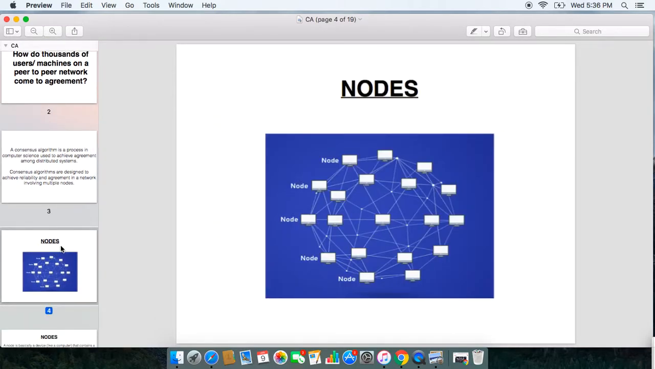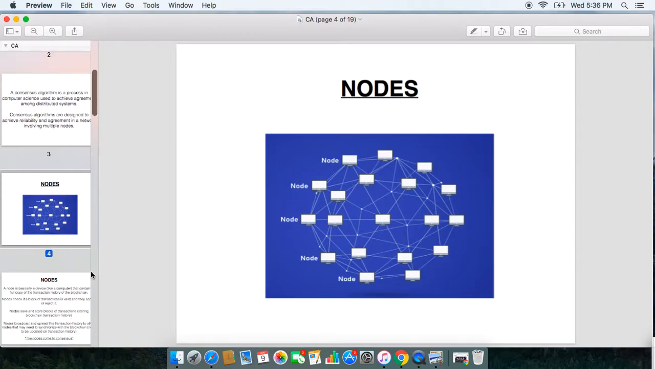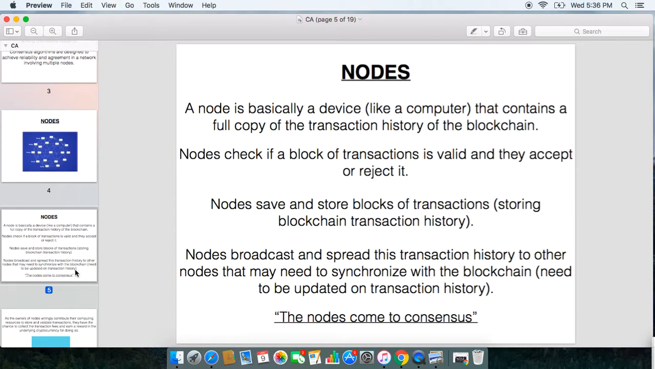So really, to understand consensus algorithms from the ground up, you have to understand what a node is. A node is a part of the network. So some written definitions on nodes here. A node is basically a device, like a computer. It could be a phone, computer, but it's a device that contains a full copy of the transaction history of the blockchain.